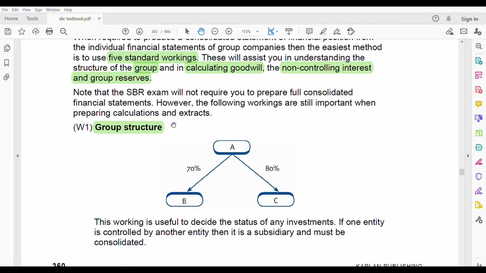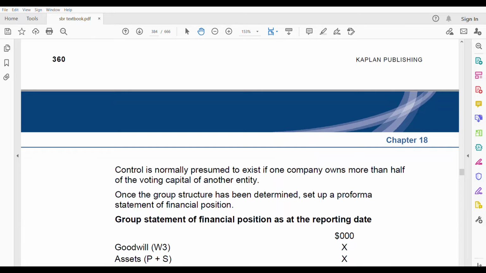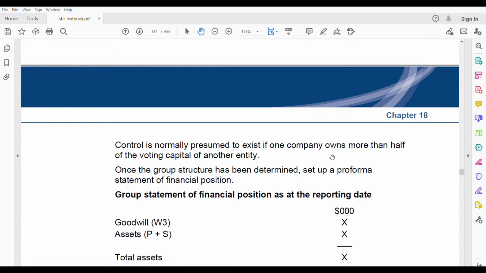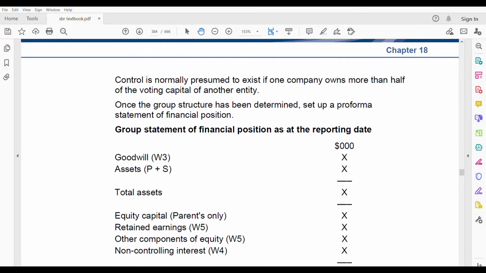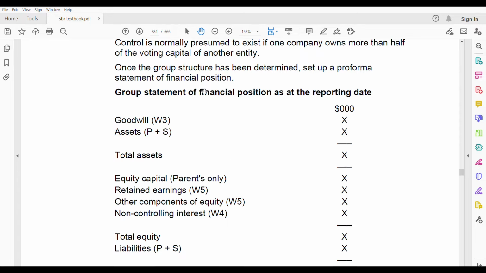And in this situation, what should you do? Because both are subsidiaries, more than 50%, you have to consolidate both B and C with A. So control is normally presumed to exist if one company owns more than half. That means more than 50%. You just need to remember more than 50% is a subsidiary, and consolidate. So follow this pro forma for the group statement of financial position. When it comes to goodwill, you will be having one goodwill only, which you will be calculating. You need to calculate this goodwill on the acquisition of a subsidiary, so that you will be writing it on the statement of financial position.